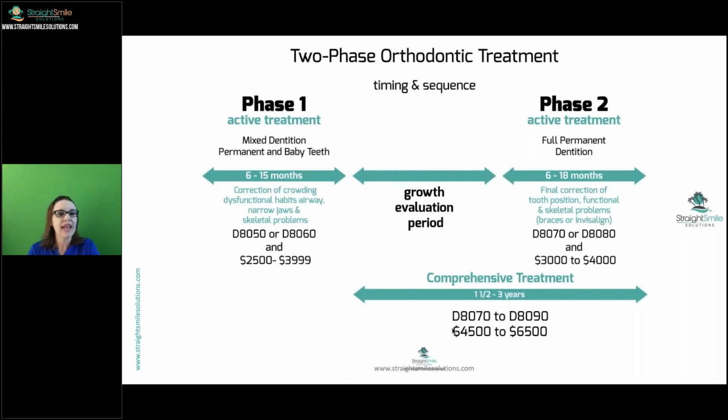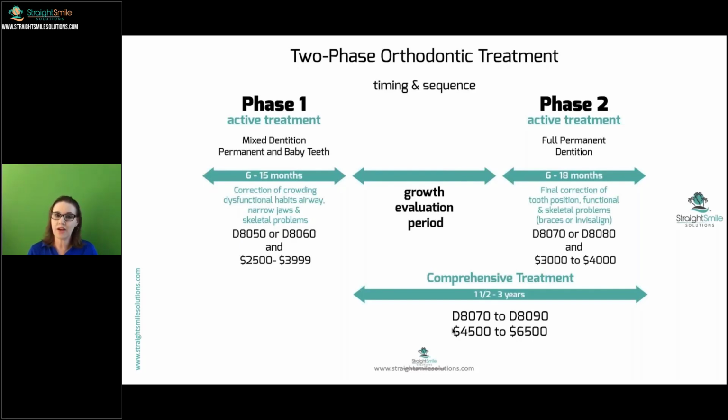But yeah, phase 1 price point, I'd say people are charging between $2,500 and $3,999. It really depends on if you're in network, insurance, all that kind of stuff. Depends on what you're doing. Some people will start phase 1 even younger, and I call that a super phase 1 treatment, or you might do a pre-phase 1, which is maybe just a habit intervention or an airway appliance. There's a lot of those that are really great for 3s, 4s, and 5s.